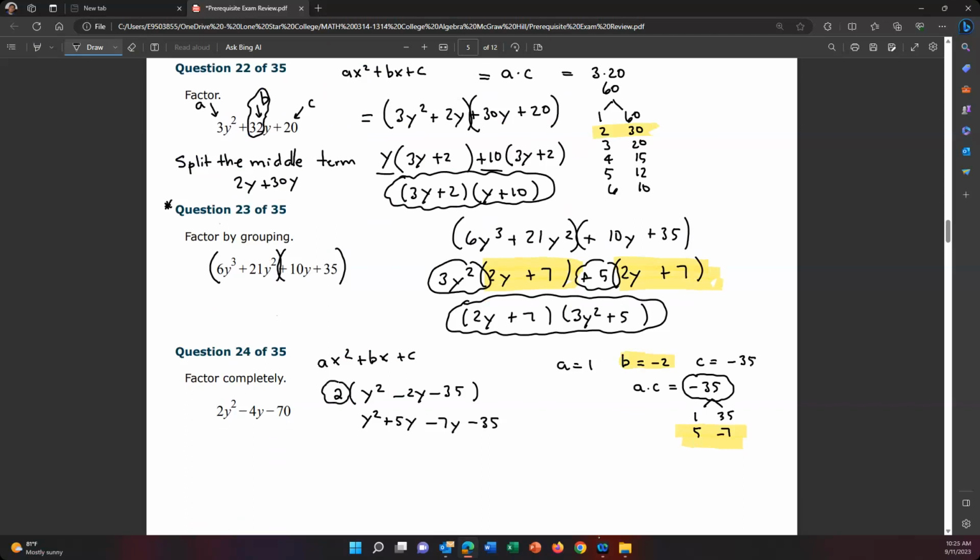Okay. Oh, I see what you did. You split the middle term so that we can use factoring by grouping. Oh, I see what you're getting at now, mister. I see what you're getting at now. I understand this. Thank you for these videos.